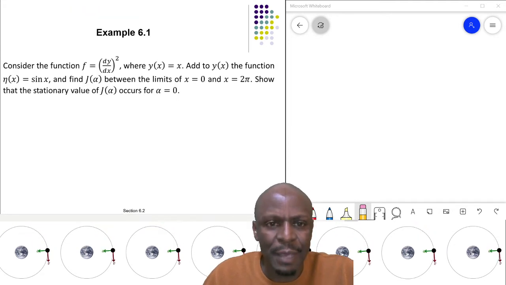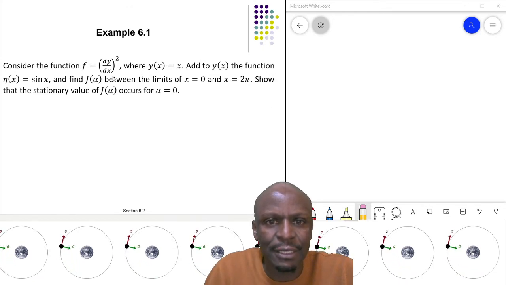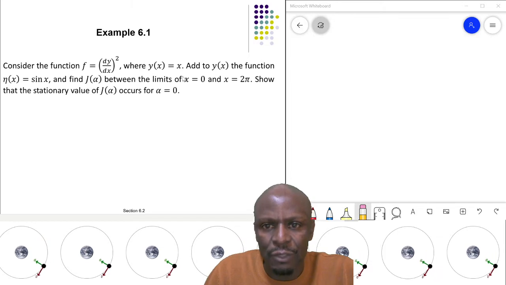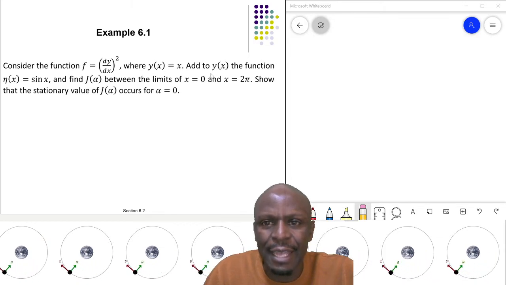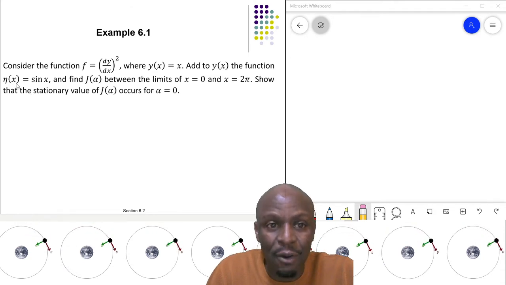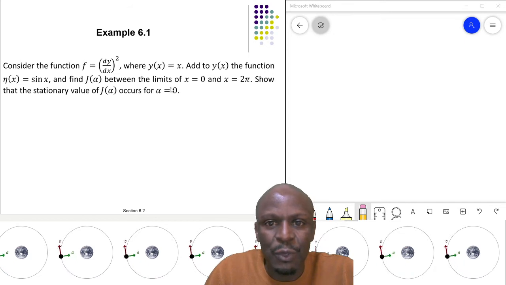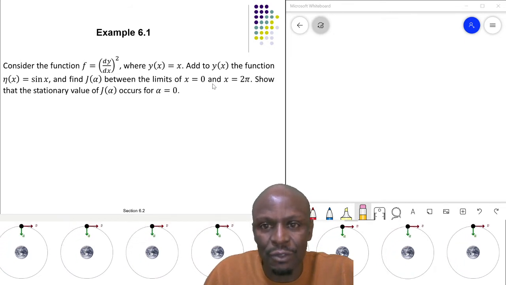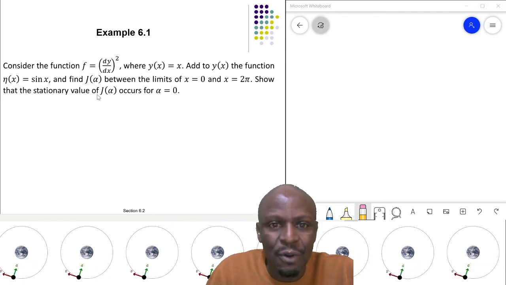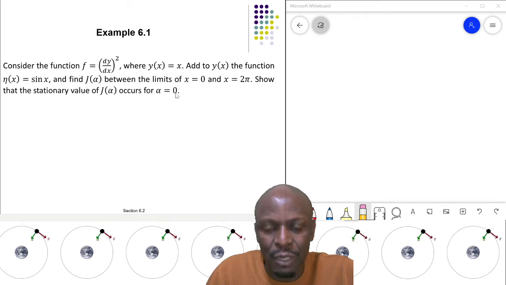Now to make things make sense, let us do the following example 6.1. Consider the function given by this equation here where y is equal to x, which is just a straight line. Add to y the function eta of x equal to sine x, and find J of alpha between the limits x equal to 0 and x equal to 2 pi. Show that the stationary value of J of alpha occurs for alpha equal to 0.